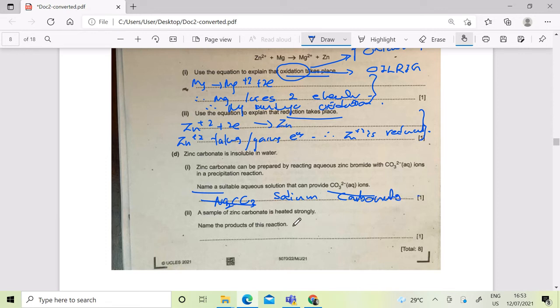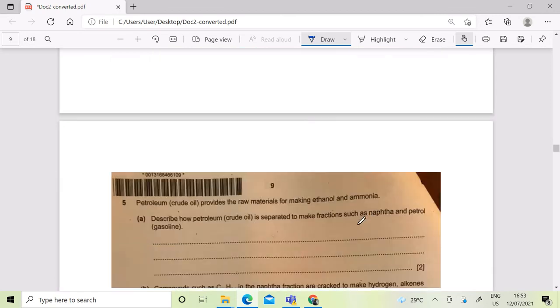A sample of zinc carbonate is heated strongly. Name the products of this reaction. Zinc carbonate, when you heat, you know, it decomposes into zinc oxide and carbon dioxide. Therefore, name the products. It has to be carbon dioxide and zinc oxide. Right. That's the end of question number 4. Moving to question number 5 now. Last question of section A.